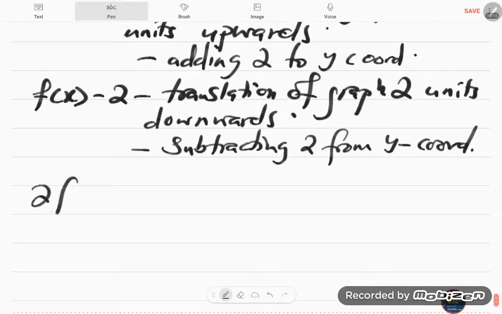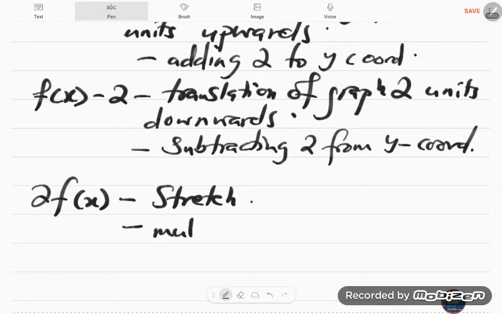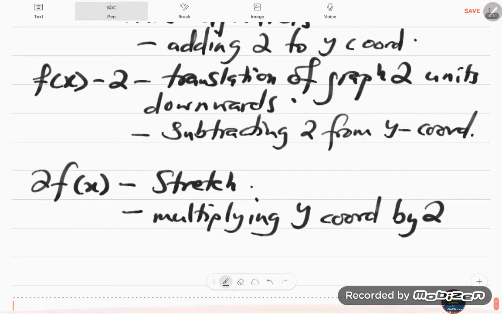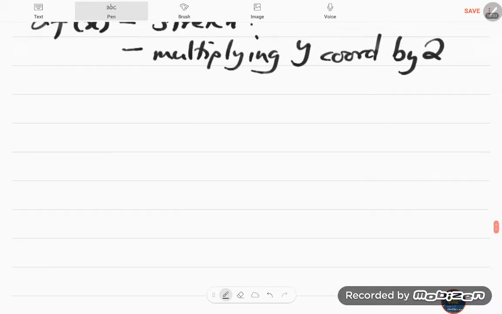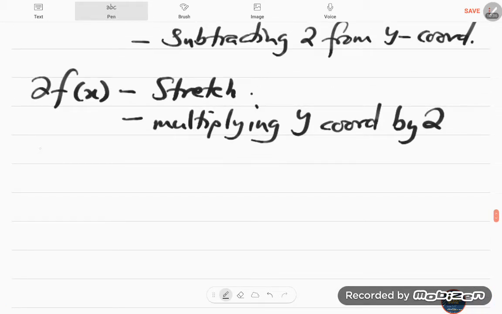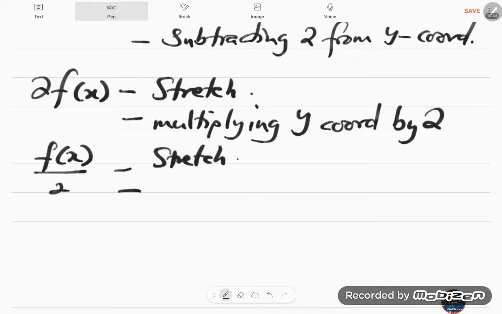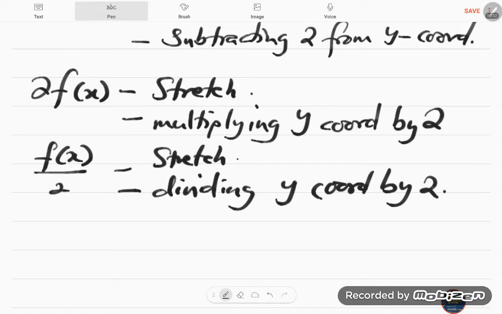Okay. Similarly, when we multiply outside of the bracket, this is just going to be a stretch. Okay. What are we doing? Multiplying y coordinate by 2. Similarly, again, it's going to be a stretch. What are we doing here? Dividing y coordinate by 2.